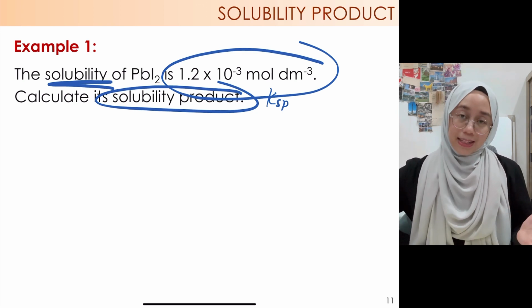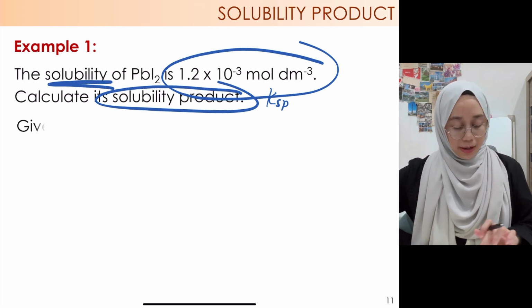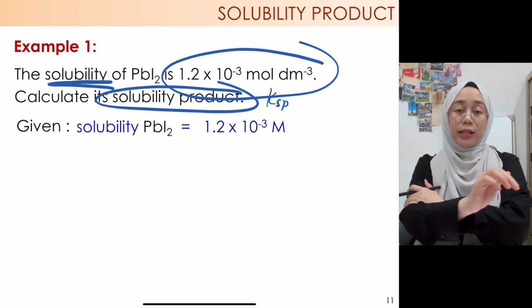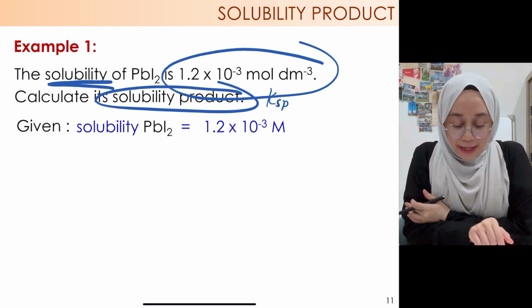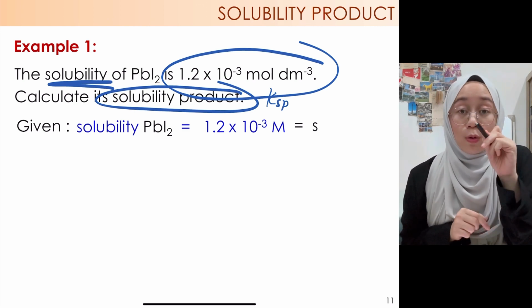Okay, so very easy lah kalau macam tu. So we just need to expresskan, okay, kita kena expresskan. So solubility ni kelas kita boleh anggap sebagai S. Okay, so usually kalau molar solubility kita letak huruf S.